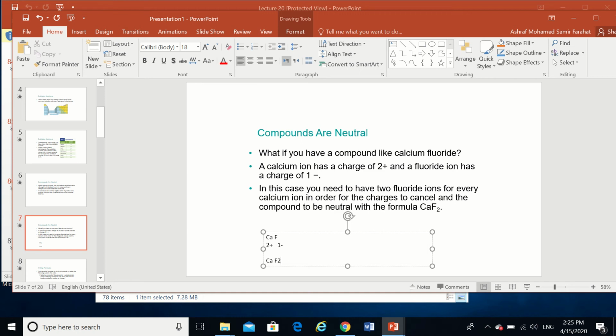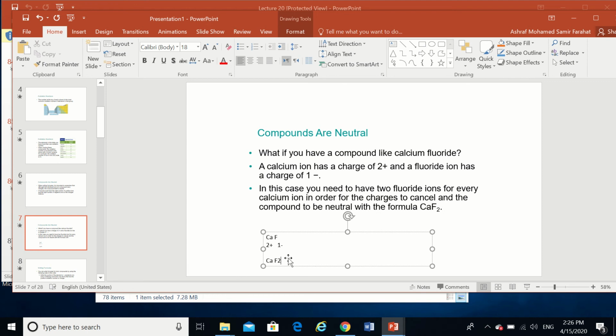So that means that the calcium loses 2 electrons, and one of them will go to the first fluorine, the other one will go to the second fluorine, and that makes sense, right? Because the fluorine belongs to group number 17 in the periodic table, and it needs 1 electron to become stable. Okay, perfect. Now what if I want to do the opposite?